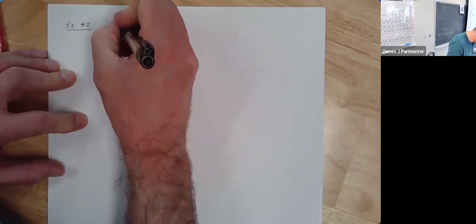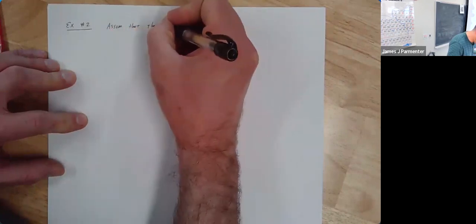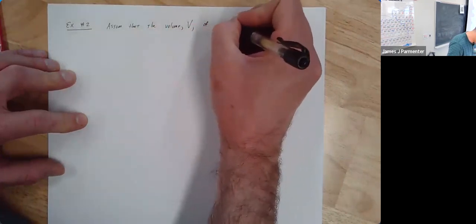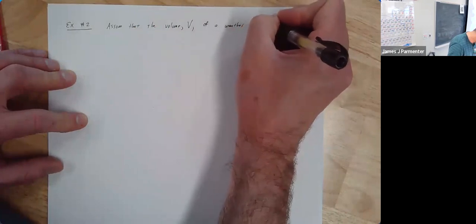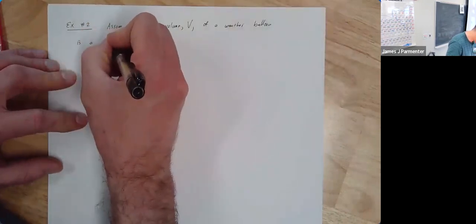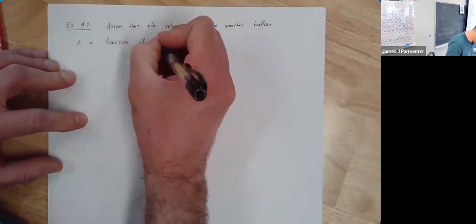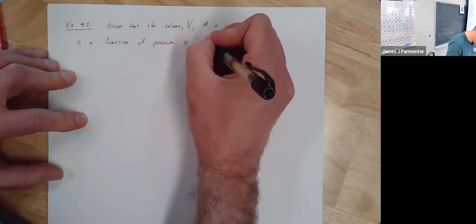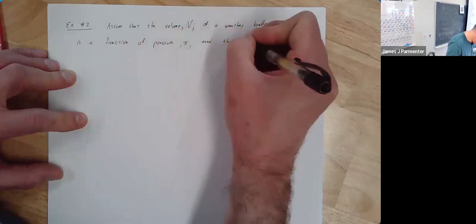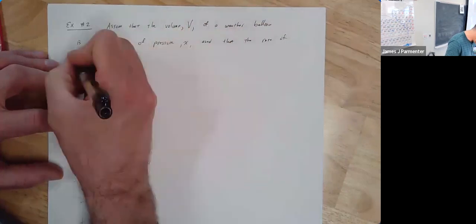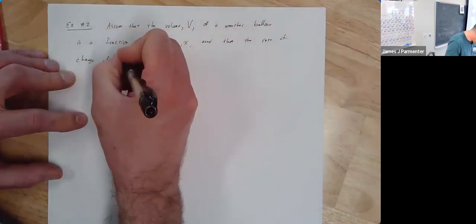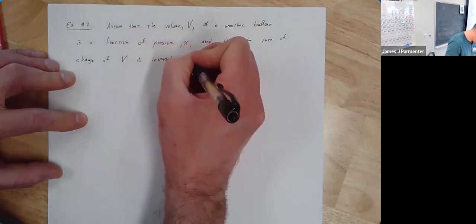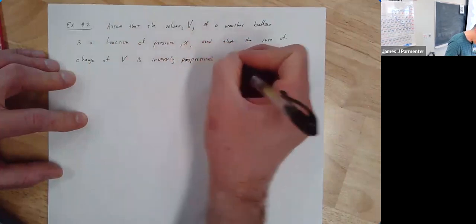Assume that the volume, we'll call it capital V, of a weather balloon is a function of pressure, we'll call it X, and that the rate of change of volume is inversely proportional to the volume V.